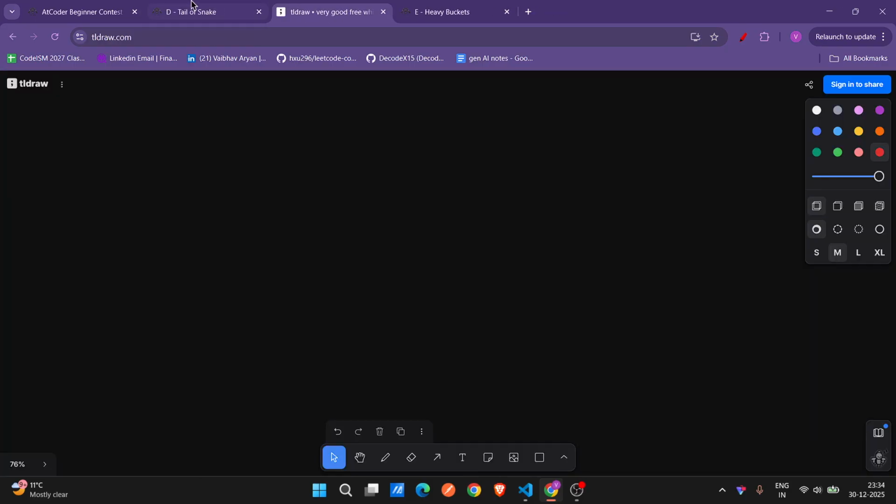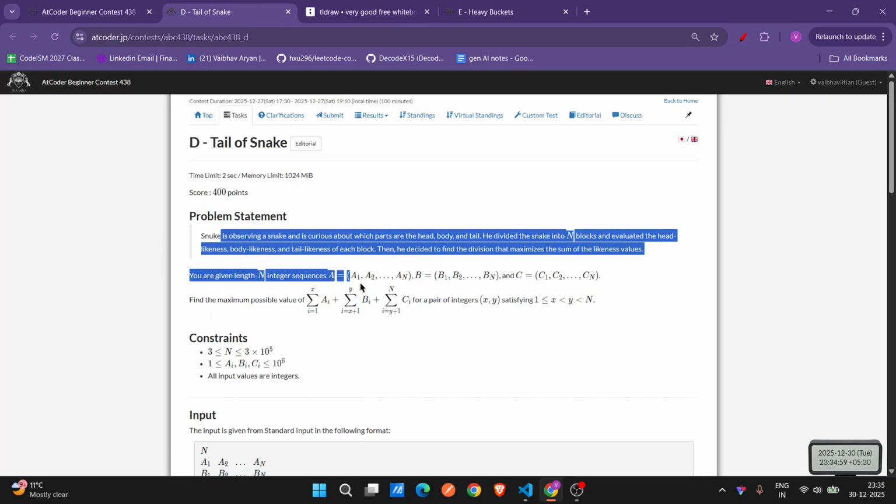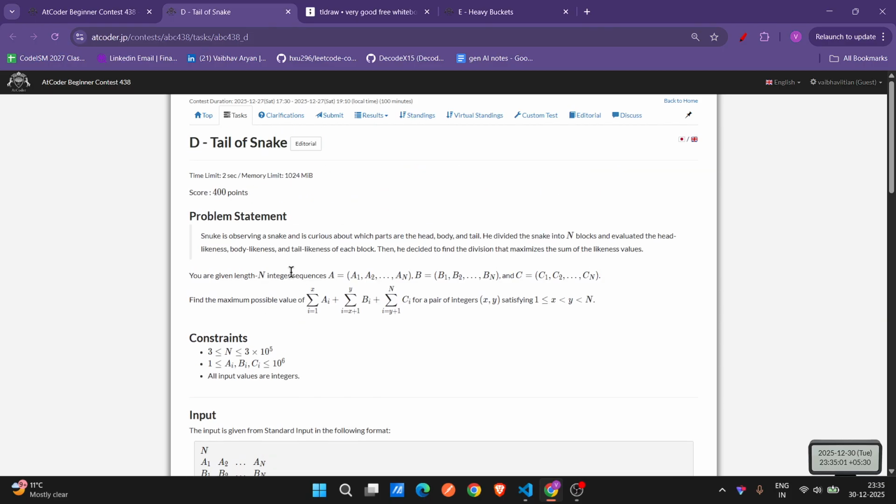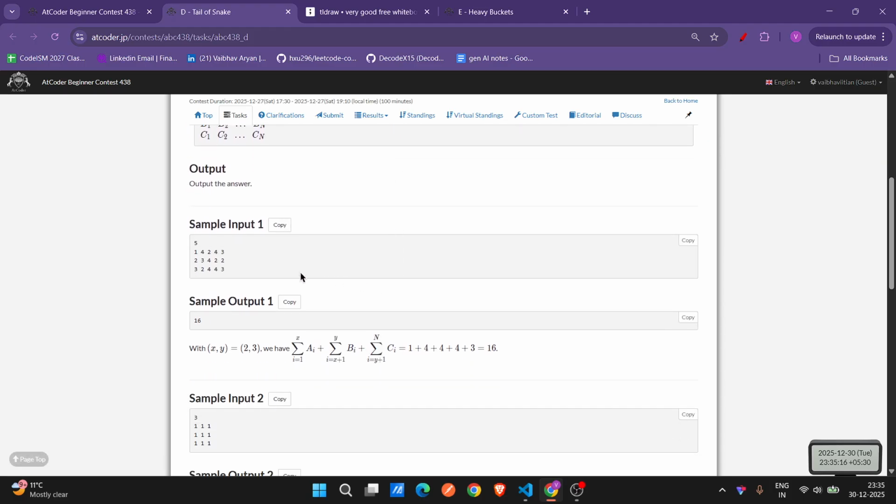The fourth problem was again easy, not that hard. You can read the problem: you have arrays a, b, c, and you have ai, bi and ci. You have to take some values from a, some values from b, some values from c, and you have to maximize the sum.